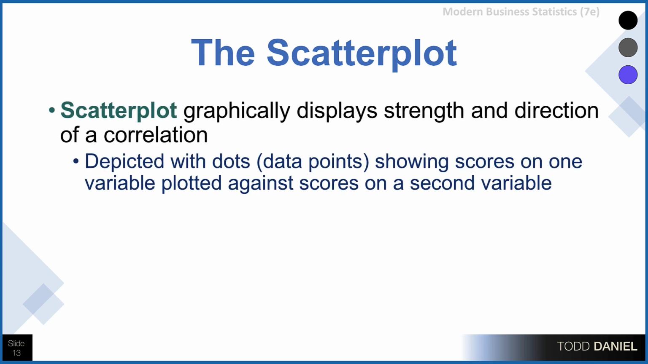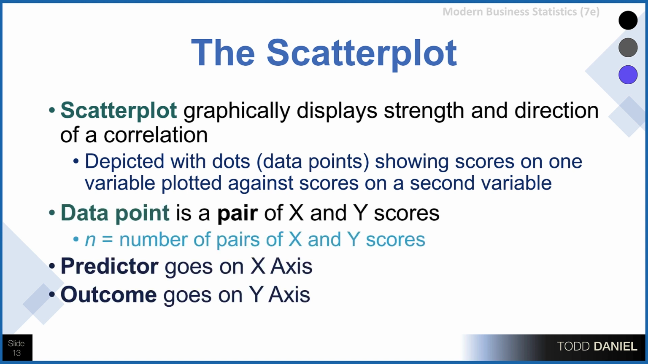So the scatterplot graphically displays the strength and the direction of a correlation. It's depicted with those dots, or data points, which show scores on one variable, height, plotted against scores on a second variable, weight. Each data point is a pair of x and y scores. And the n, the sample size, is the number of pairs of x and y scores. So you, as an individual, would have a height and a weight. The pair of those two scores come from you. You are one person, so n equals 1 for that pair.